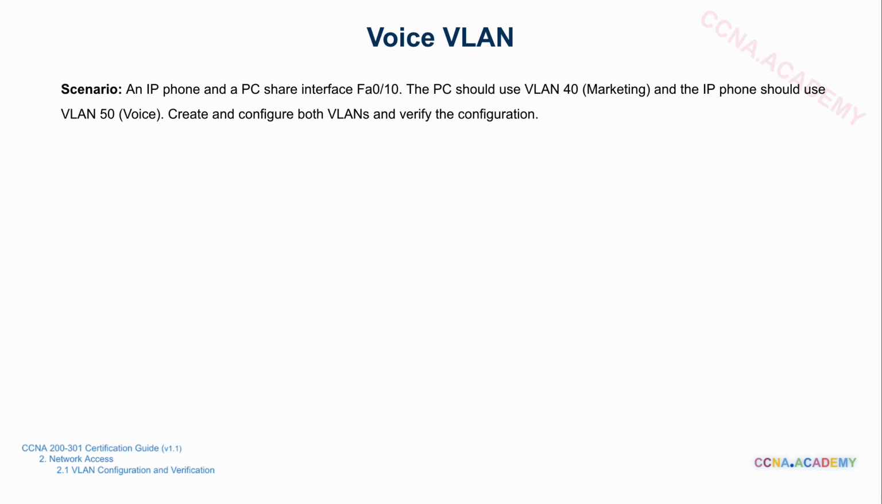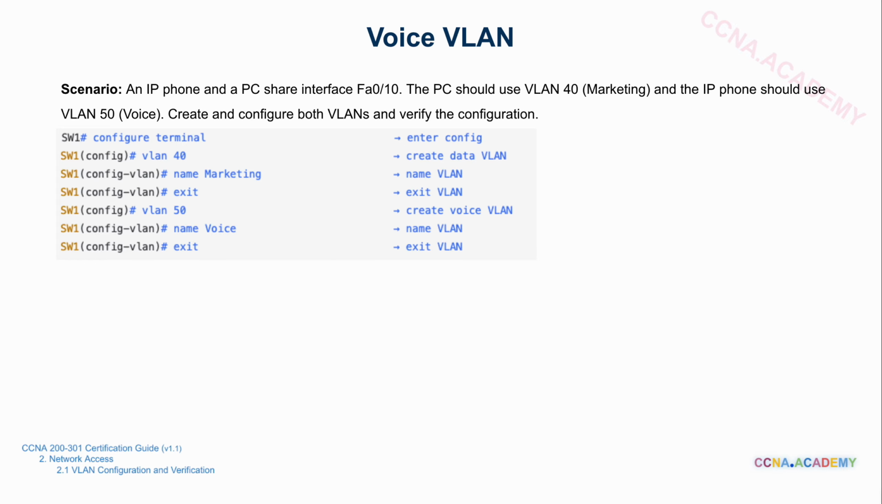Here, an IP phone and a PC share interface FA0/10. The PC should use VLAN 40 for data traffic, and the IP phone should use VLAN 50 for voice traffic. First, we create and name the two VLANs. VLAN 40 is used for data traffic, and VLAN 50 for voice traffic.